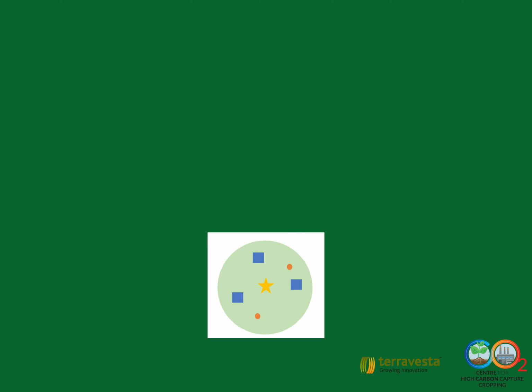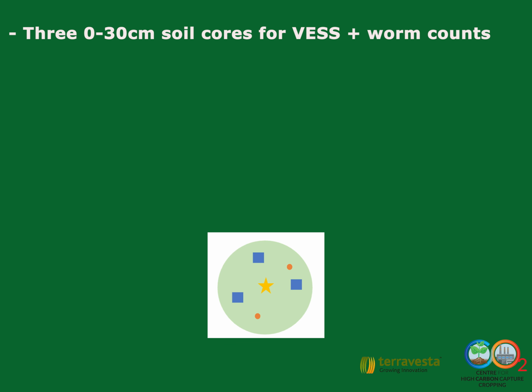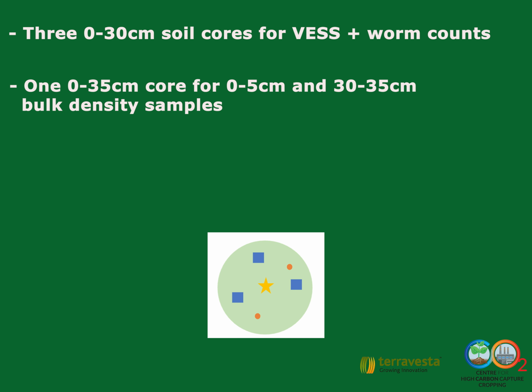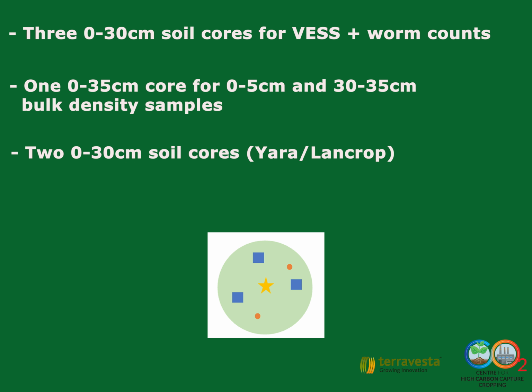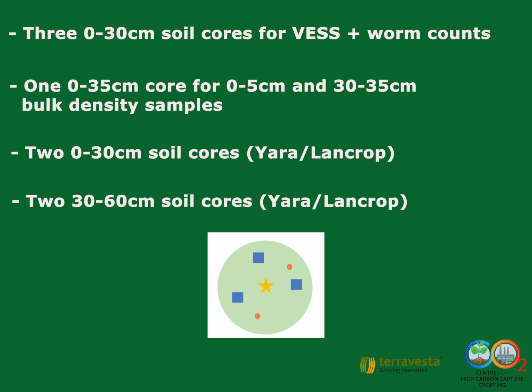the date of sampling. For each of the 5 plots, the following samples are required: 3 0 to 30 cm cores for completing the VESS analyses and worm counts, 1 0 to 35 cm core to obtain 0 to 5 and 30 to 35 soil sections for the bulk density analysis, then 2 0 to 30 cm cores to be bulked and sent to Yara or LandCrop, and 2 30 to 60 cm cores from the same locations used previously, which are again to be bulked and sent to Yara or LandCrop.